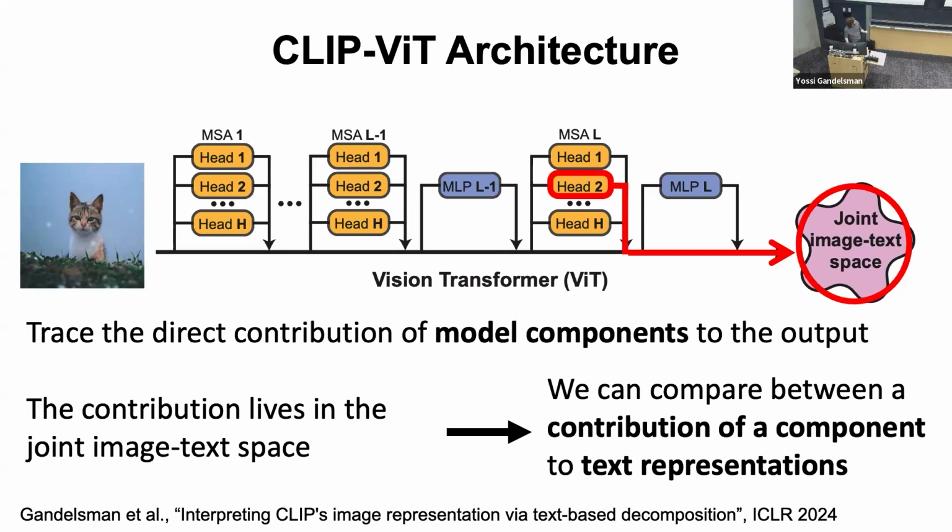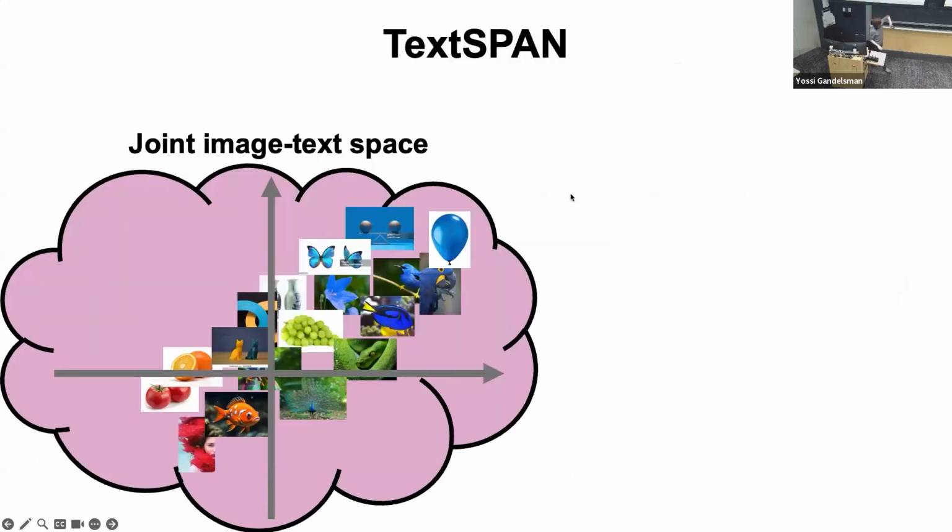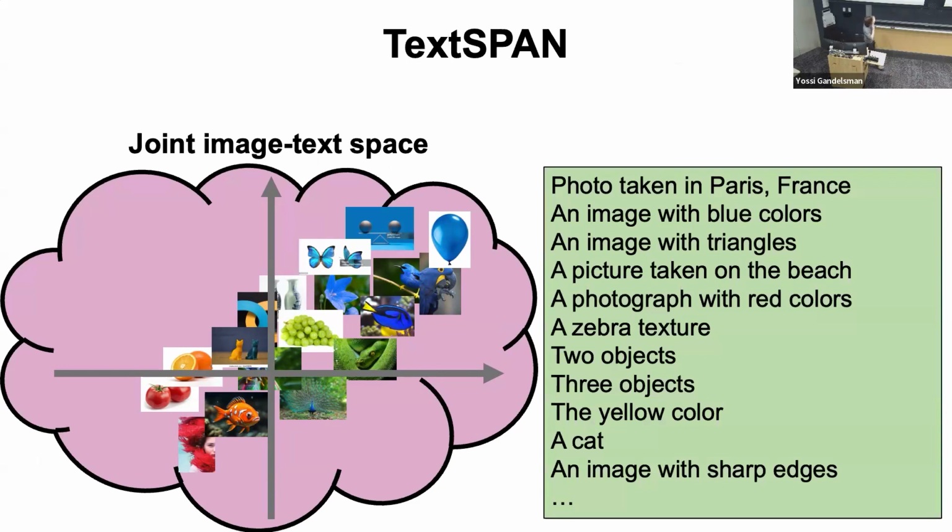What does it mean in practice? Well, we ran many images and computed the contribution of this specific attention head to the output. Then we took these representations, which already live in the joint image-text space. And now we came up with a hypothesis: we came up with many descriptions of images. How can we come up with these descriptions? We can ask ChatGPT to generate them. We can say, okay, generate all the possible image descriptions in the world. We eventually ended up with 30,000 descriptions. And now, because these descriptions live in the same space, we can compare the two.